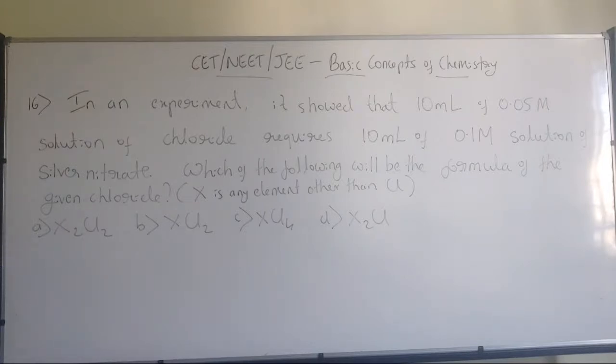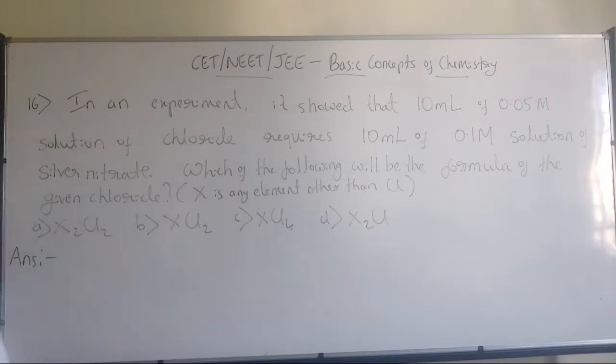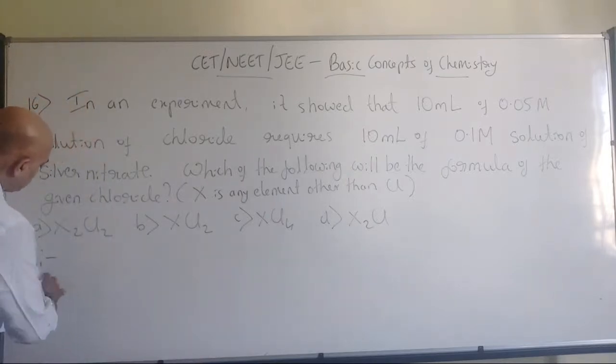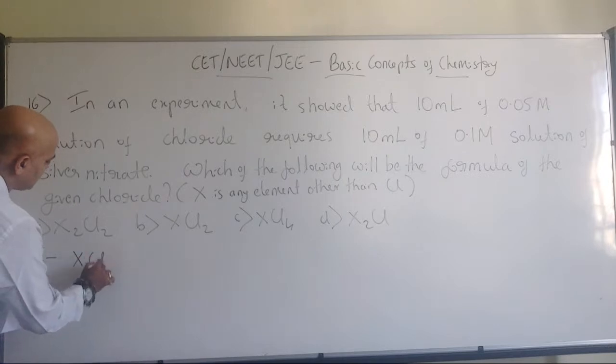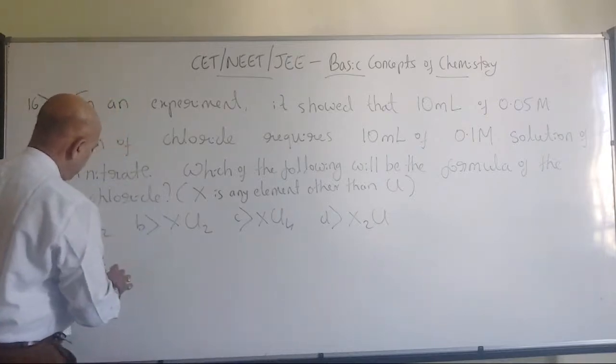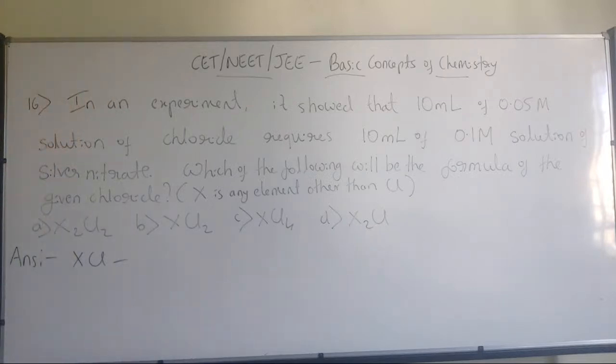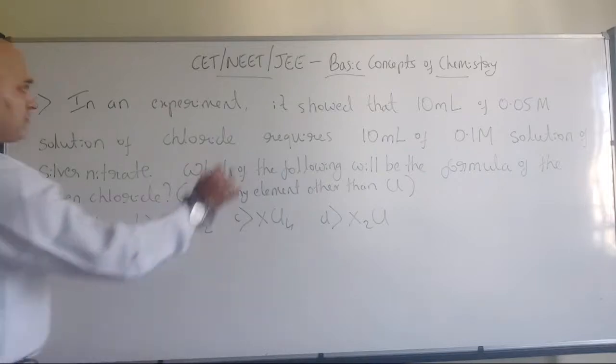So shall we solve it? Actually, in the question itself we can tell, but anyway we will solve it. Now, when it comes to XCl, we don't know which symbol that is. I have just taken X for the given chloride, with X as another element. For XCl, we are going to calculate the amount of moles present in the 10 ml.